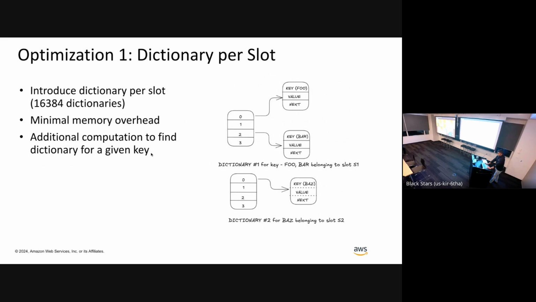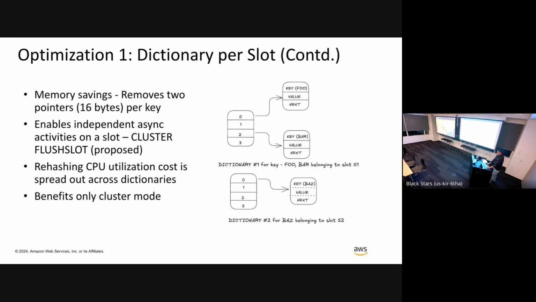The only thing which needs to be done in terms of throughput was that you need to compute which dictionary has the key for a given slot. So finding the dictionary was an additional cost we had to pay. But because we calculate the slot multiple times throughout the command processing, we're able to cache it. So in this diagram, if you recollect from the previous diagram, foo and bar were linked through the pointer slot next. Now they don't need to be linked. Rather, they lie independently in the dictionary for that slot. So slot S1 would have two keys, foo and bar, and slot S2 would have just baz.